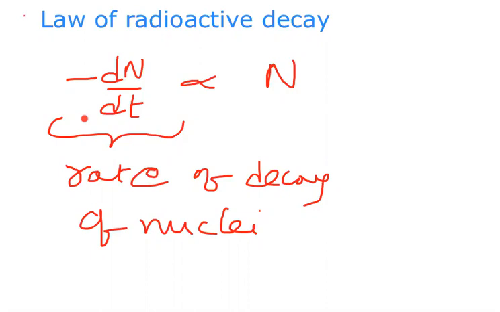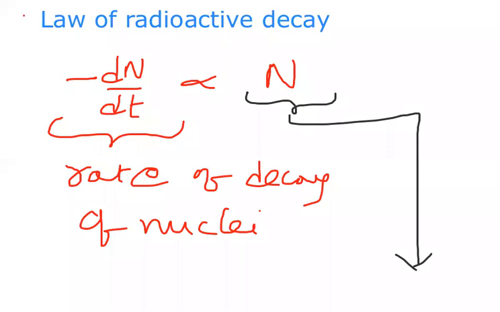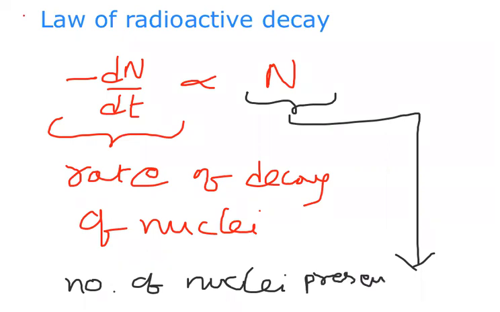Rate of decay of nuclei is directly proportional to capital N. What is this capital N? Capital N is called the number of nuclei remaining at that instant, that is, the number of nuclei present at that instant. This is the radioactive law. The law of radioactive decay means the rate of disintegration of nuclei is directly proportional to the number of nuclei present at that instant.